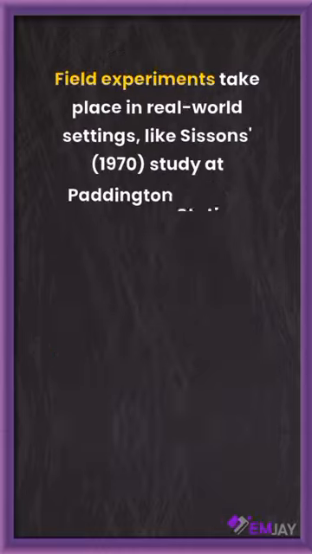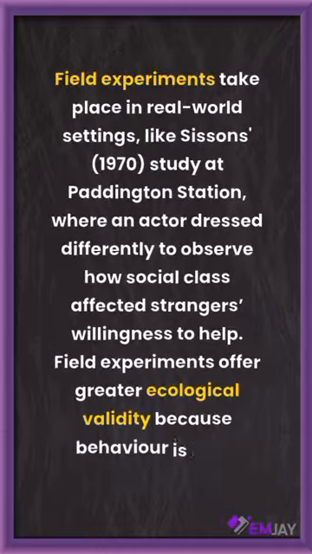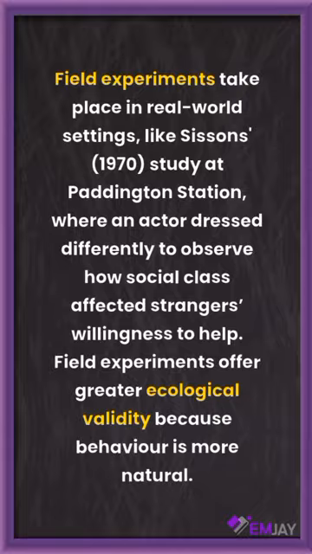Field experiments take place in real-world settings, like Sisson's 1970 study at Paddington Station, where an actor dressed differently to observe how social class affected strangers' willingness to help. Field experiments offer greater ecological validity because behavior is more natural.